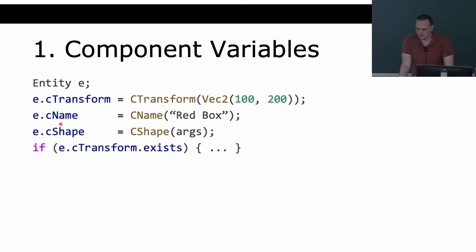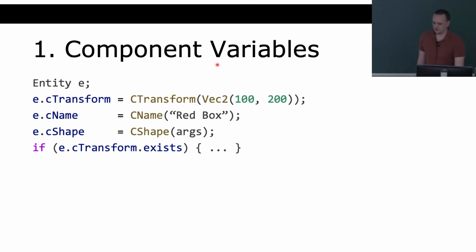Here I would say the name of this entity is a new C name, and let's call it a red box, and e.cShape is a C shape with some arguments. Now, after I've done that, maybe later I would want to check, hey, does this entity, have I actually given it a name? Have I actually given it a shape, right?